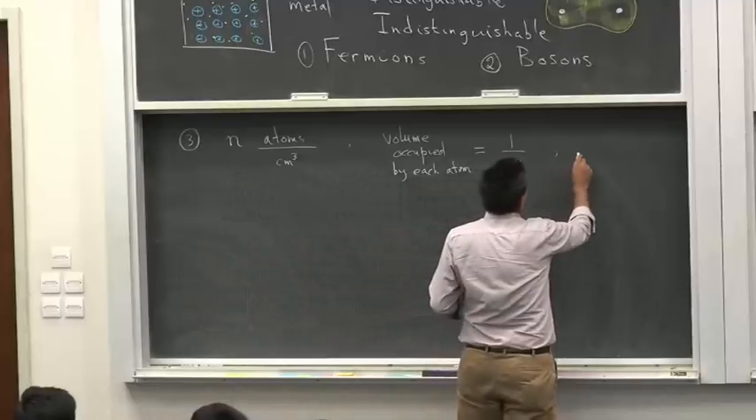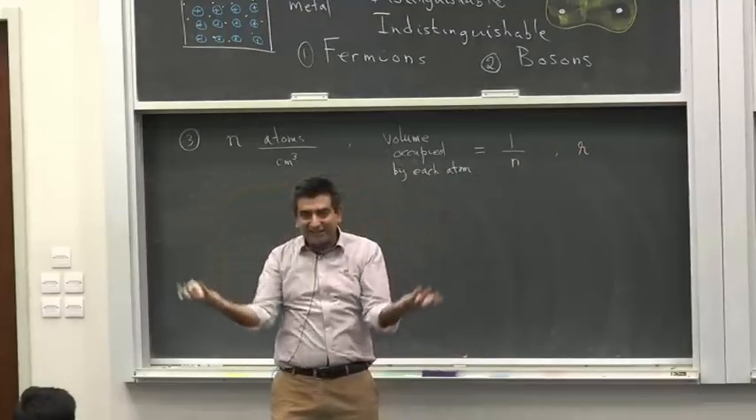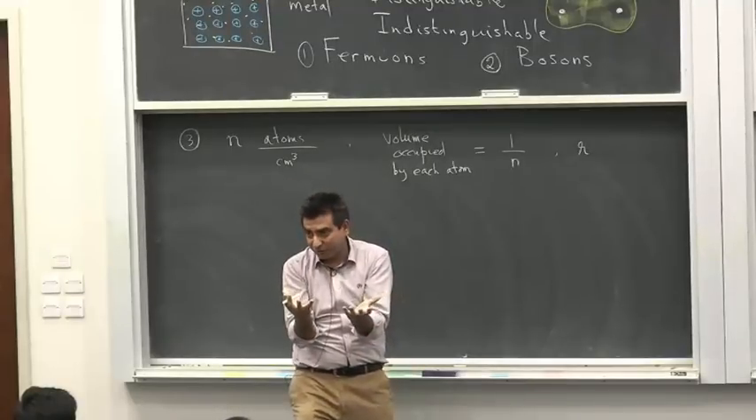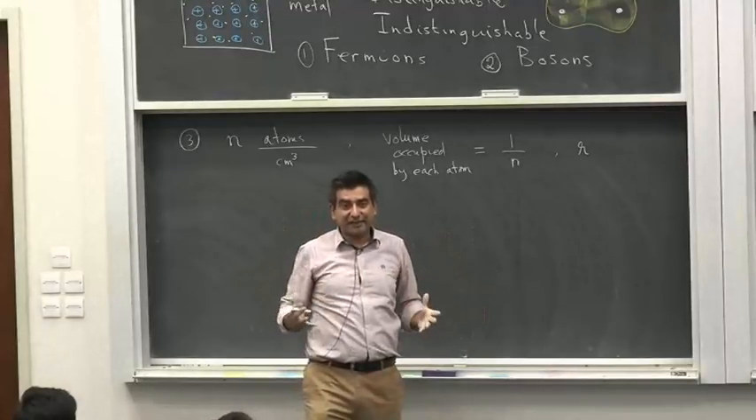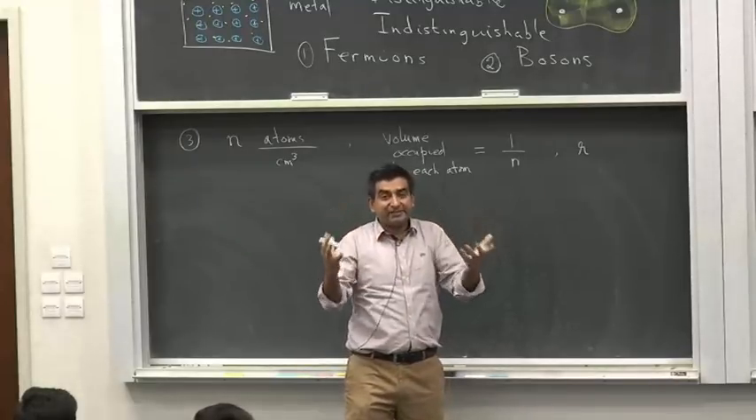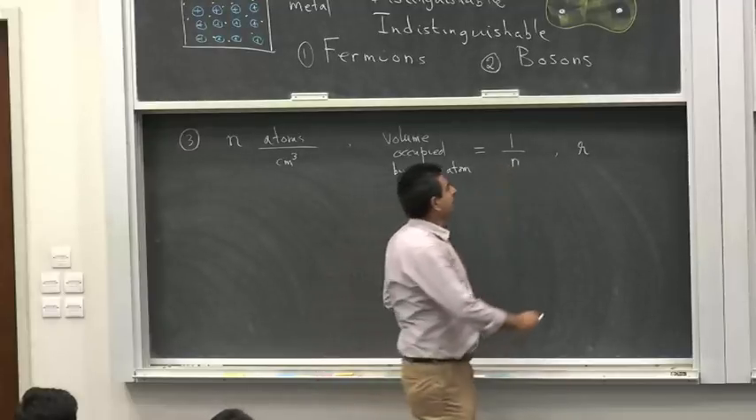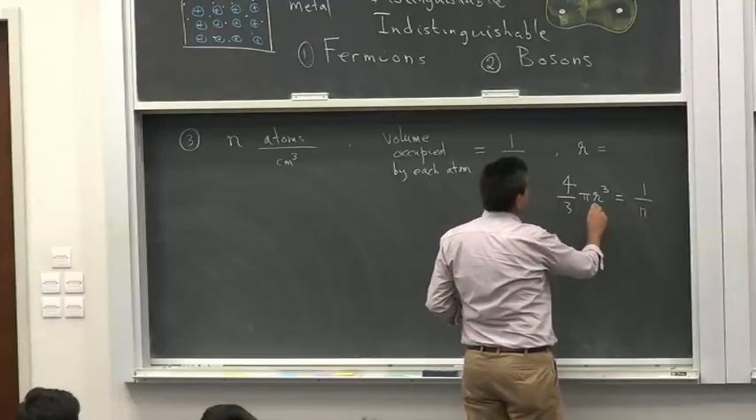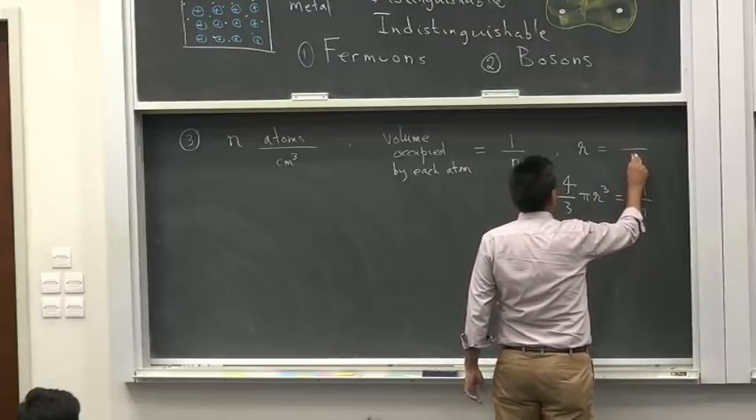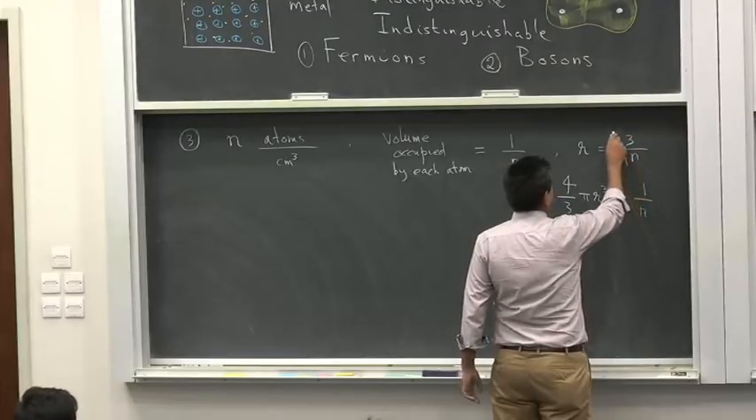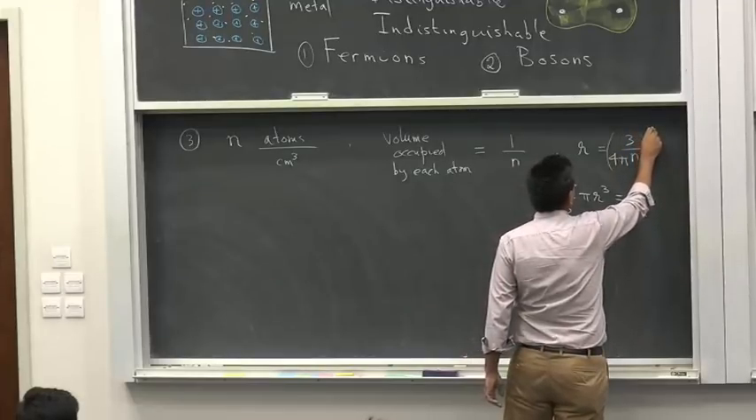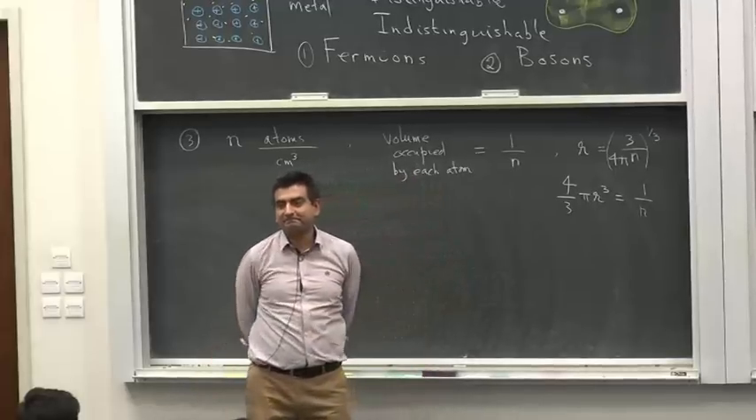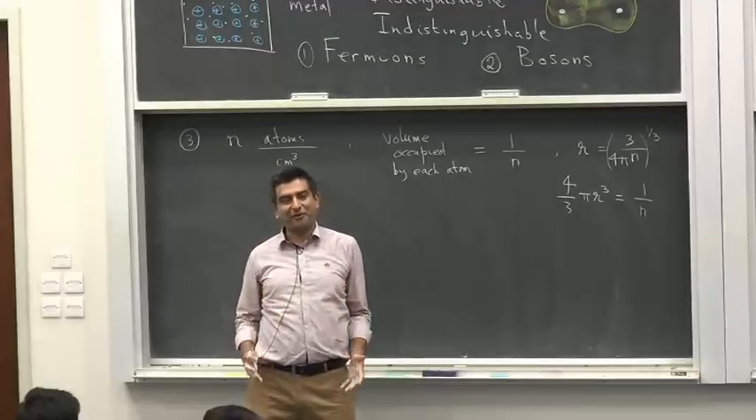Now what's the average spacing? If I assume that each atom has a spherical existence, and this is the volume of each atom, I'm modeling these atoms by spheres of a certain volume, which is the range of influence of the atom. So the size of the atom is denoted by some radius r. How is this r related to n? I know that 4/3 pi r cubed is 1 over n. So r is (3 over 4 pi n) to the power 1/3. This is the radius, the size, of each atom.